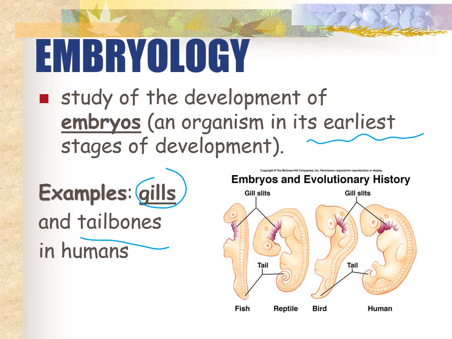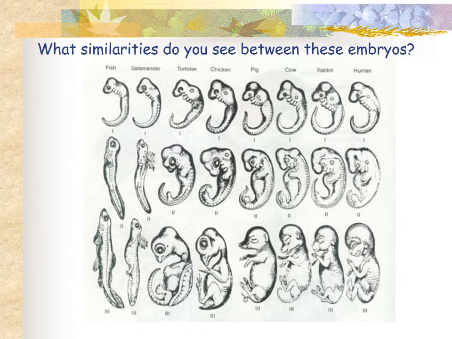But if you look at comparisons, right, here's the human embryo. We've got gill slits and a little tail, just like birds, reptiles, and fish do in part of their development. What similarities do you see between these embryos? We're looking at a fish in this column, salamander, tortoise, chicken, pig, cow, rabbit, and human.